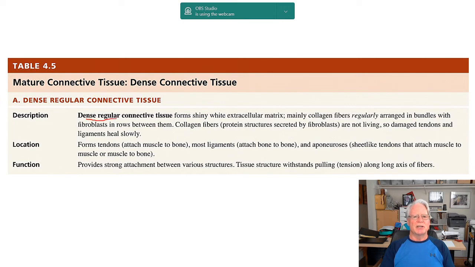category. So dense, regular connective tissue forms this shiny white extracellular matrix. So when you're eating something like a chicken bone, sometimes you run across that very shiny white tough material. What you're looking at is dense regular connective tissue. Okay, so location: it forms tendons, which attach muscle to bone, and ligaments, which attach bone to bone. And aponeurosis, these are flat-like tendons, like a sheet of paper, rather than like a rope-like structure. Okay, so they provide strong attachment between various structures. That's the function of this type of connective tissue.